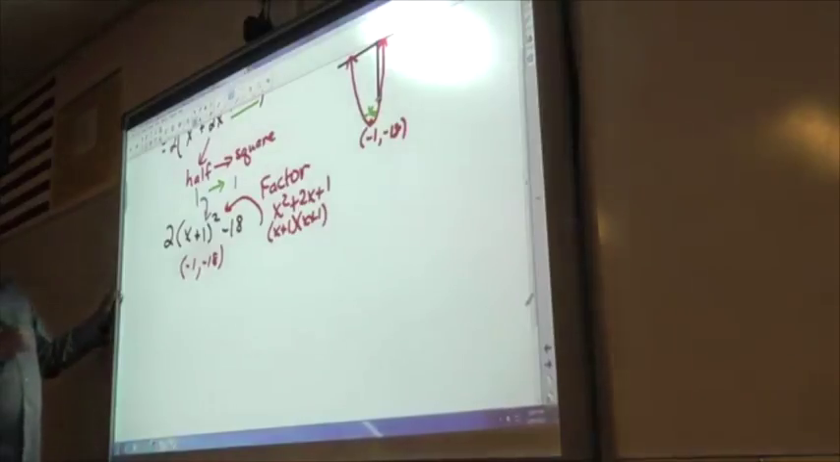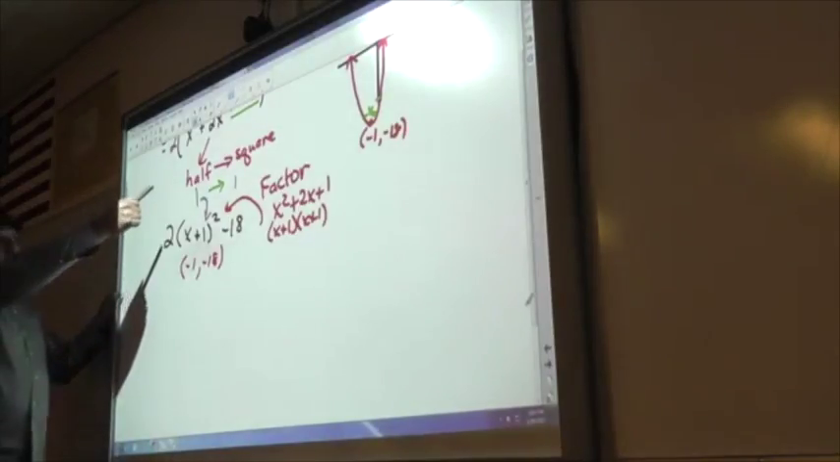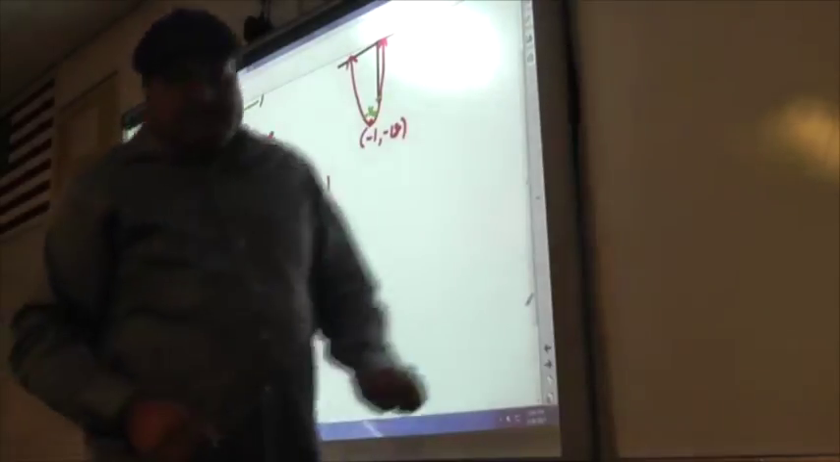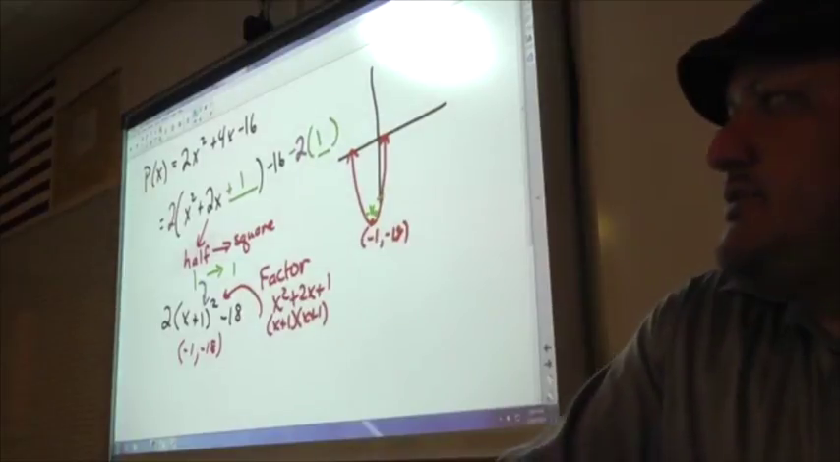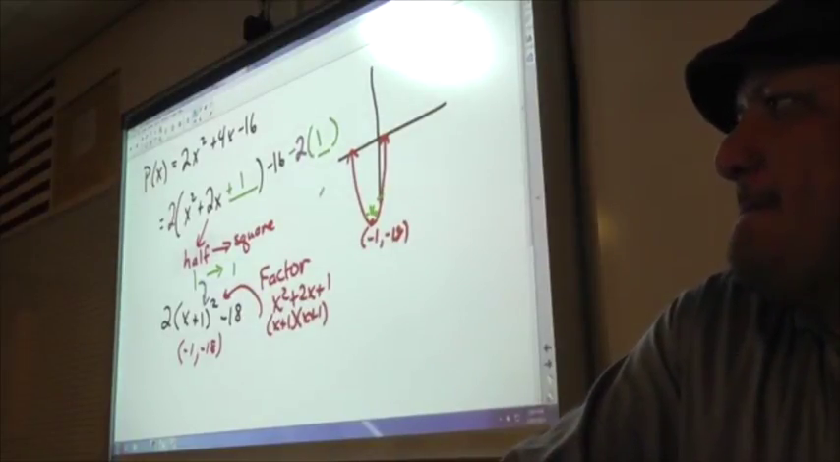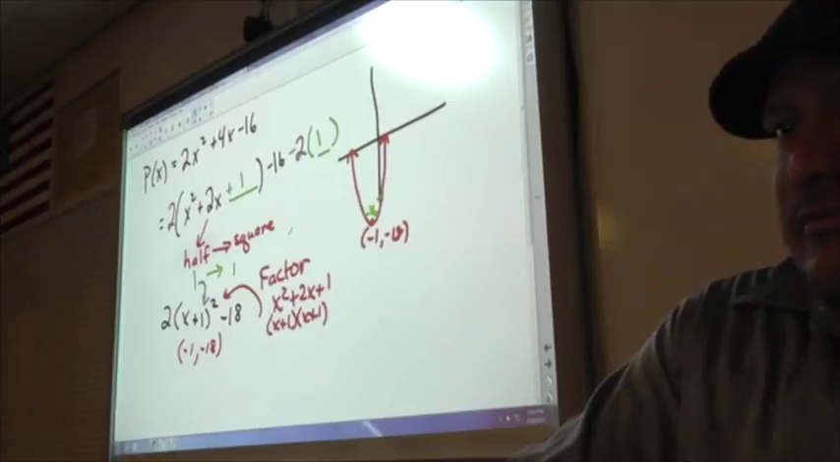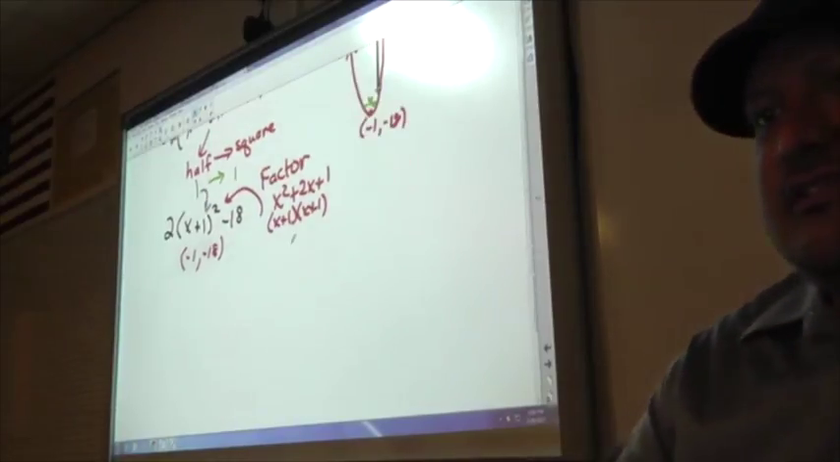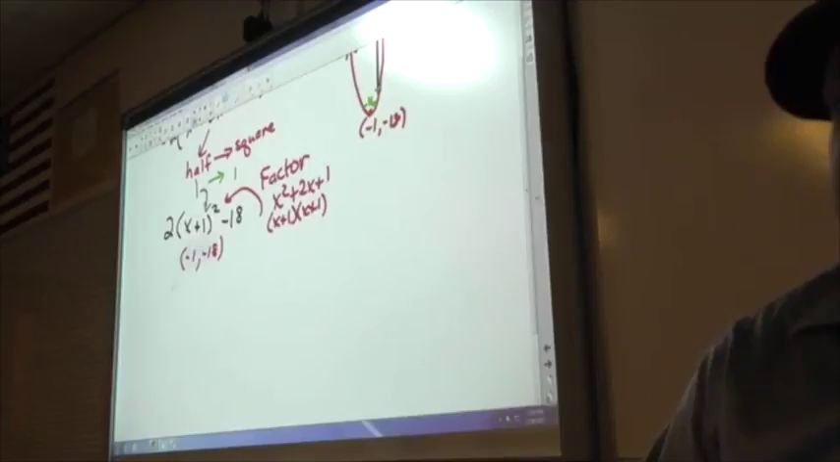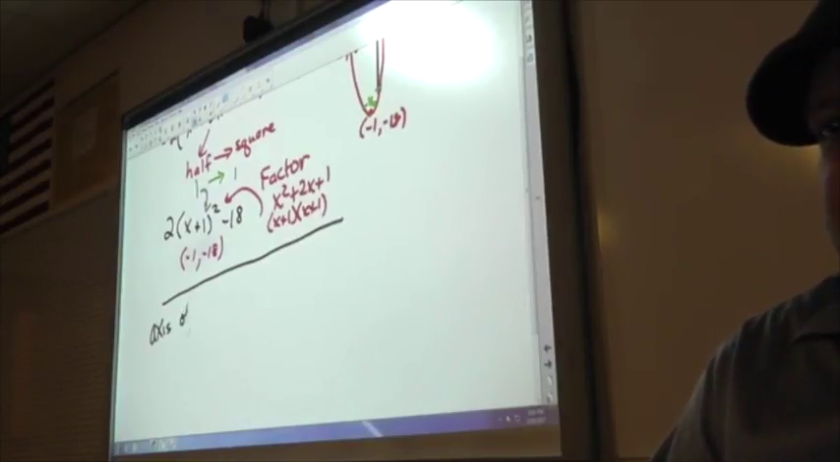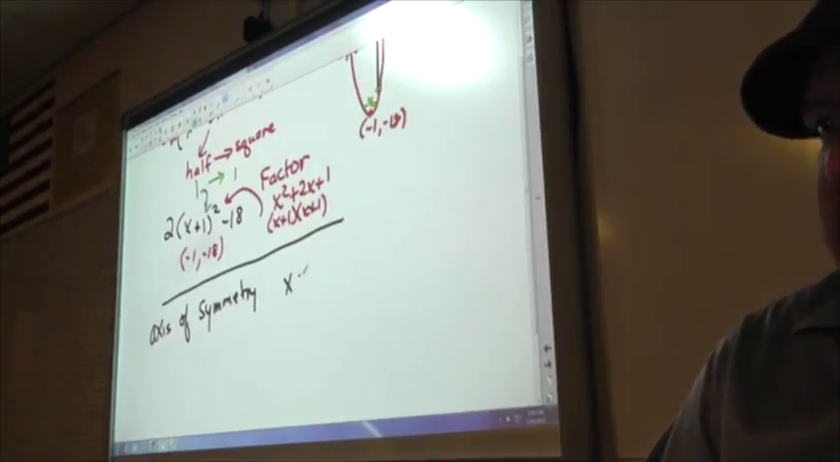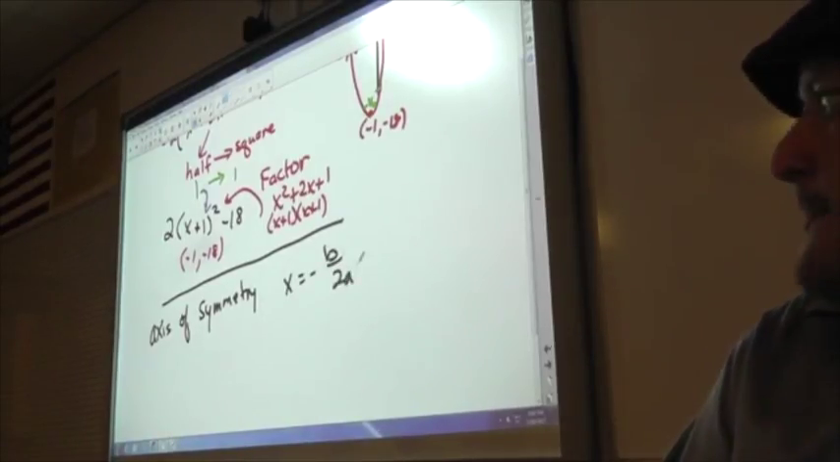So, there's another way to find this. We could, I'm just going to sit right here. We could, so how would you use the vertex formula? Negative b over 2a, okay. So this is a different way to do it. So actually, it's the axis of symmetry. The axis of symmetry is x equals negative b over 2a.